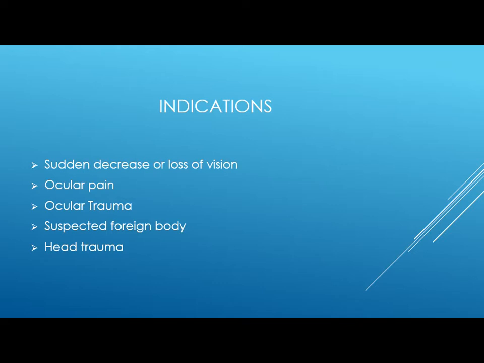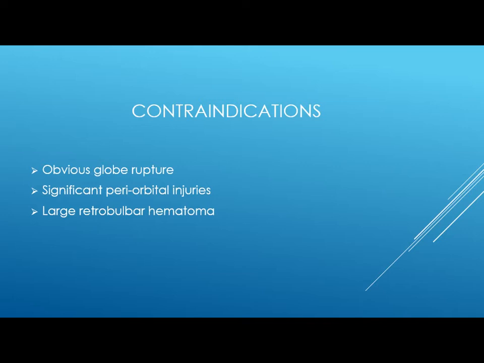B-scan is indicated when there is sudden decrease or loss of vision. It's also indicated when there is ocular pain, trauma, suspected foreign bodies, and head trauma. Contraindications: there are only a few contraindications for B-scan. When there is an obvious globe fracture, when there are significant periorbital injuries, and an enlarged retrobulbar hematoma.